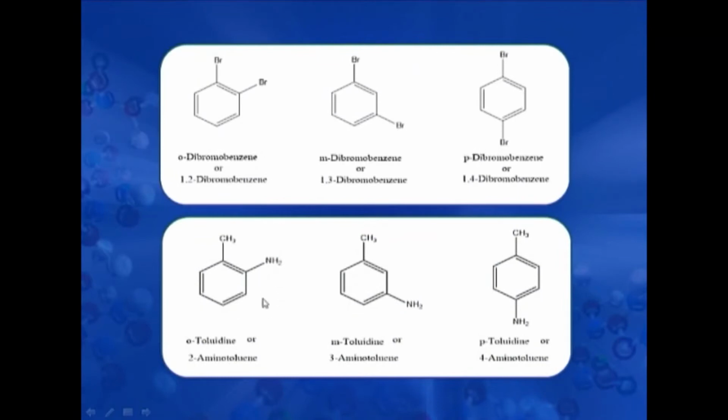Similarly, when we have 2 different functional groups, like one is, see here, NH2 and one is CH3, this compound is called toluidine, and since the NH2 group is ortho to CH3, we call it orthotoluidine. In this compound, the NH2 group is at the third position, we call it metatoluidine, and here the NH2 group is at the fourth position, we call it paratoluidine. And the IUPAC names, as you know, are 2-aminotoluene, 3-aminotoluene, 4-aminotoluene.